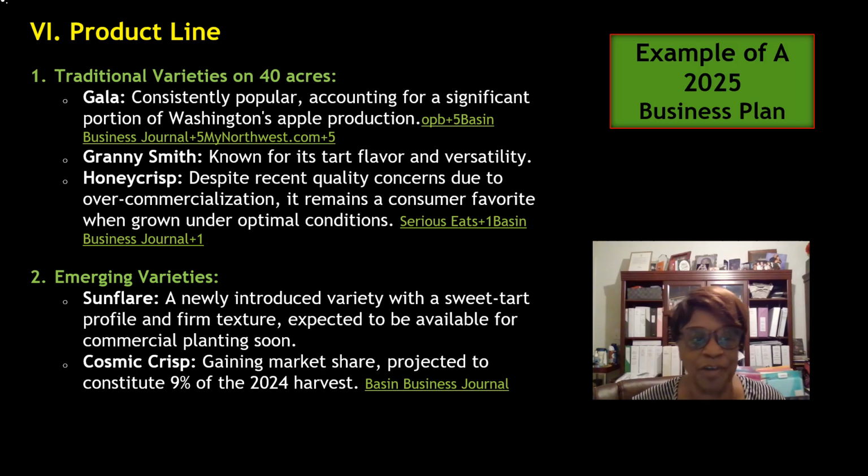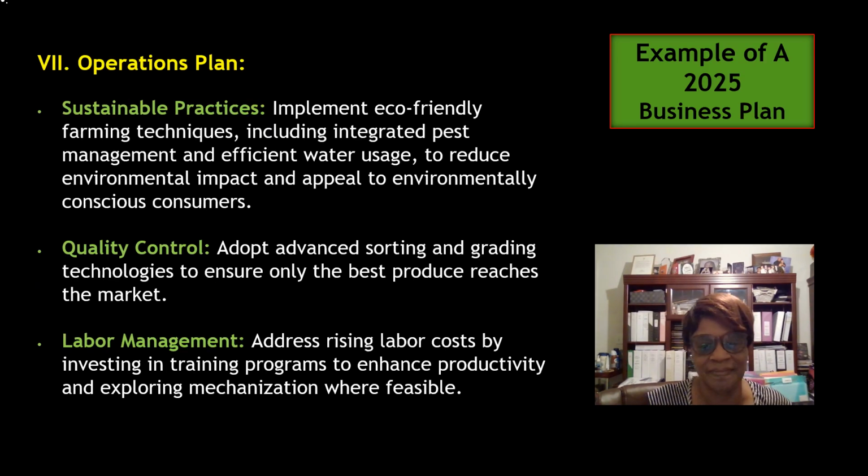Section 6, your products, your product lines. All right, what variety of apples do we have? What are your products that are popular? Are there any new innovative ones that you have? How do you stand up against the competition? Do you have what it takes to compete with your other apple companies? That's your product line.